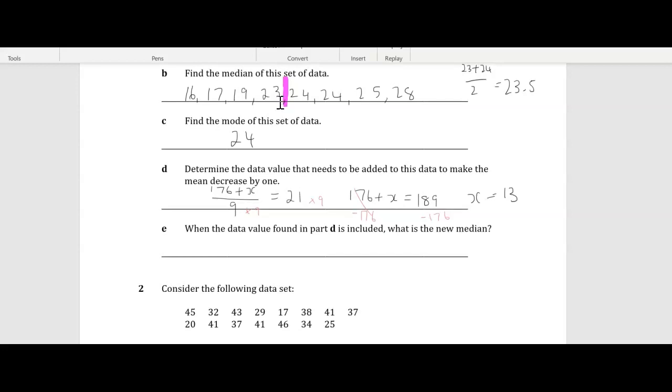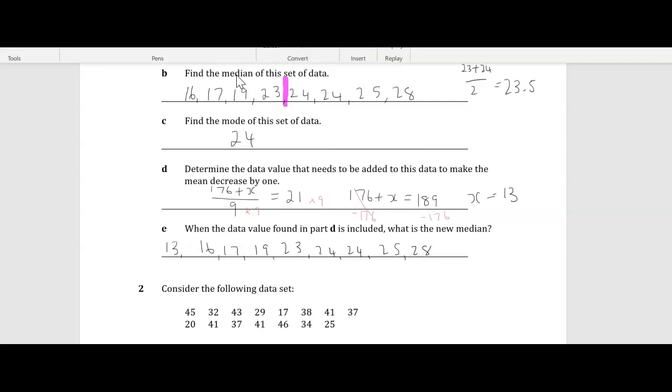When the data value found in part D is included, what is the new median? So my 13 now goes at the end, so all the numbers, I'll just rewrite them. Now we've got 9 values, so our median is in the middle.